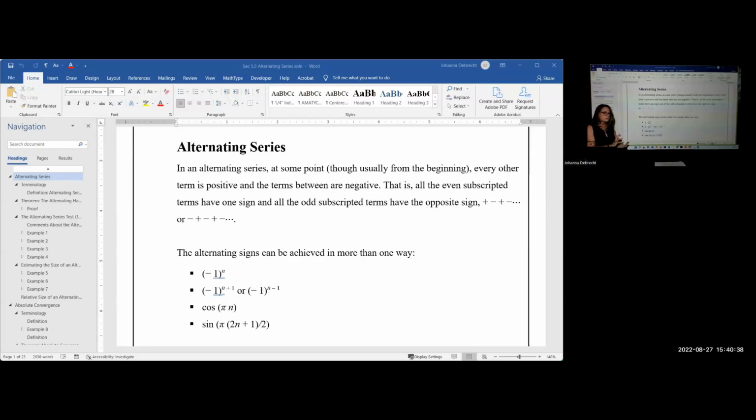So it alternates between 1 and -1. So by including the subscript, the index here multiplied by pi, we get this alternating behavior for the cosine of pi n, or n pi.